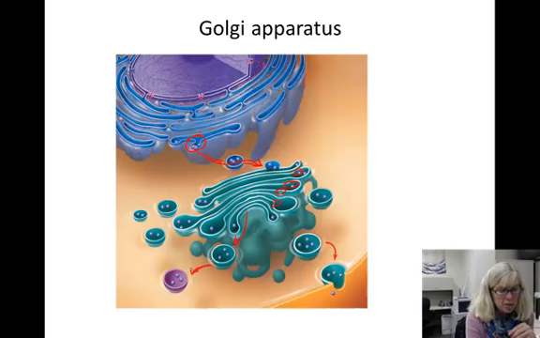Some of them head off to become organelles like lysosomes, which we'll talk about in a minute. Others of them are vesicles that are escorted to the plasma membrane, where the proteins that are made are then secreted.